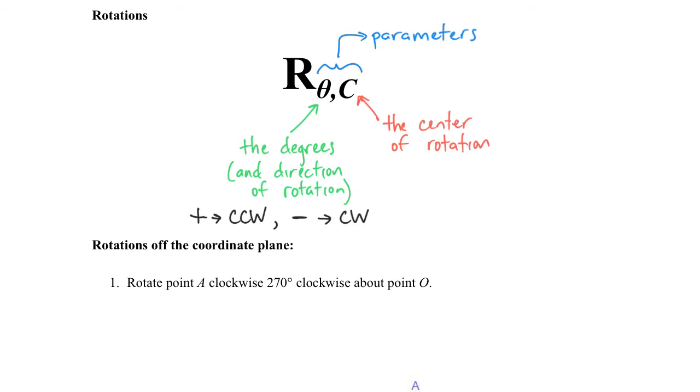So now you know the notation, you know the two parameters. We're always going to have parameters. The only time that you wouldn't have the center is sometimes you're given a rotation without a center. That means that the center is the origin. If you're not given the center, then you can assume that the center is the origin. And that would only happen if we were on the coordinate plane, which sometimes we will be and sometimes we won't. Notice that the first example is actually going to be off the coordinate plane.